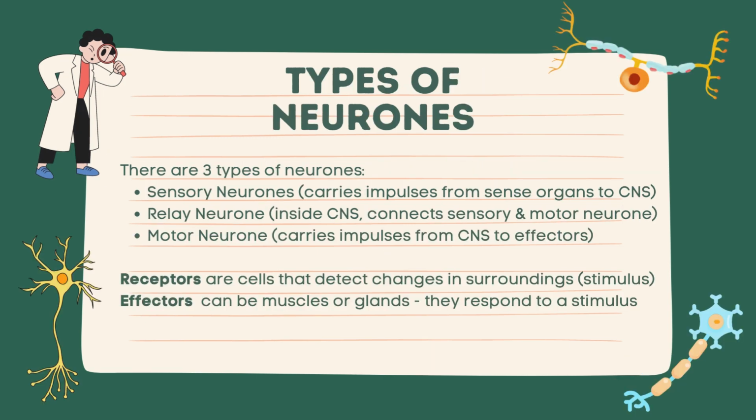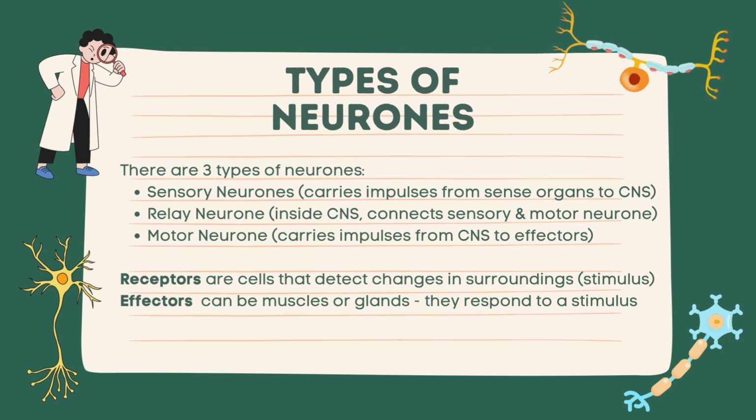There are three types of neurons: sensory neurons, relay neurons, and motor neurons. So sensory neurons carry impulses from the sense organs to the CNS. Relay neurons are inside the central nervous system and they connect the sensory and motor neurons. Motor neurons carry impulses from the central nervous system to the effectors, which can be a muscle or a gland.